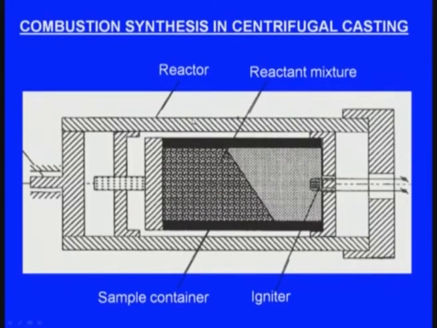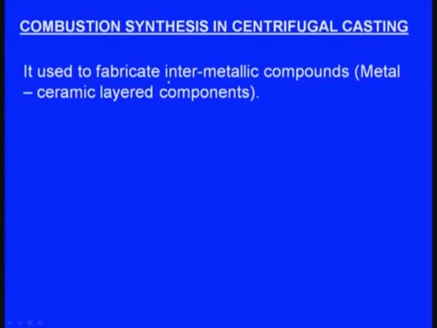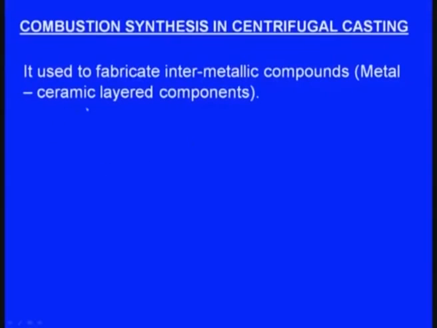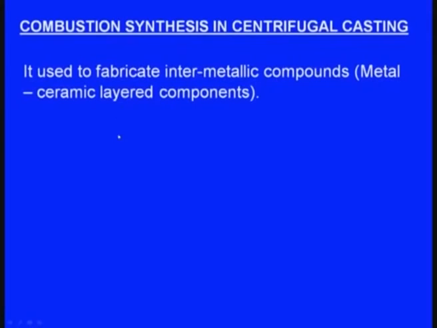So, here we can see this is the reactor, and this is the sample container and this is the igniter which initiates the combustion. Now, this is the reactant mixture. What will happen is that this reactant mixture, because of the igniter, will react and there will be combustion inside the chamber, and because of that, as we have seen previously, we can fabricate intermetallic components, where one layer is made up of metal and the other layer is made up of ceramic layered components. So, this is a recent trend, using the combustion synthesis in the centrifugal casting process.